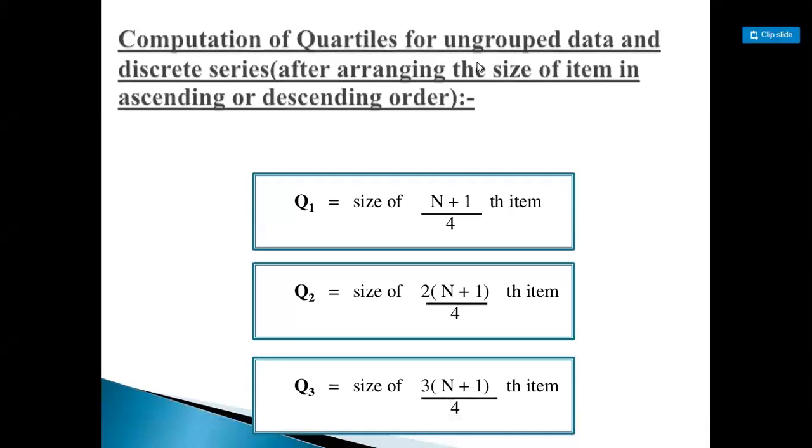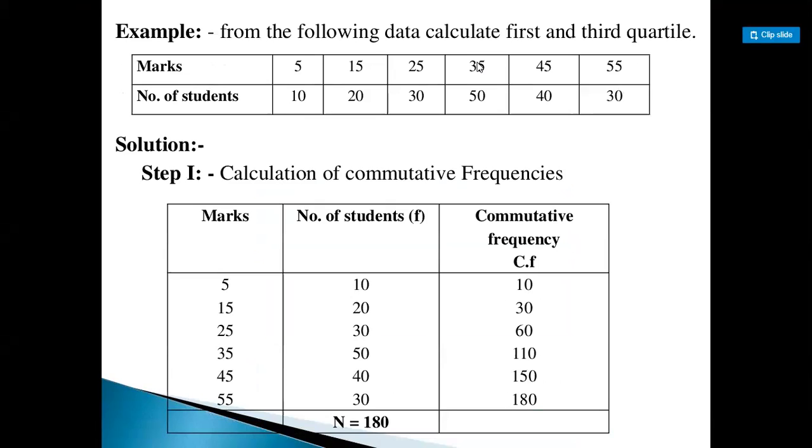So here is the formula of Q1, Q2 and Q3, how to find out Q1, Q2 and Q3. Q1 is the size of (n plus 1) divided by 4. N is the number of items given in the question. Then whatever answer comes, we have to see the item number in the series. Let us see this with the help of an example.